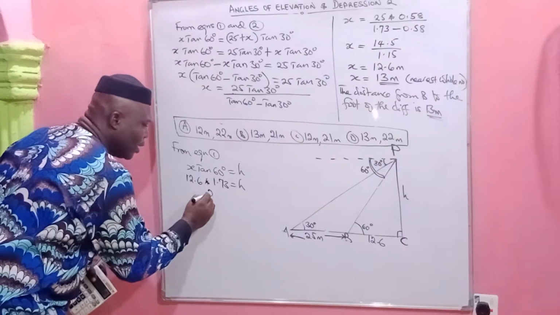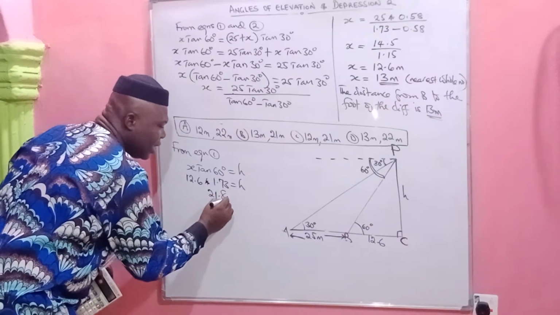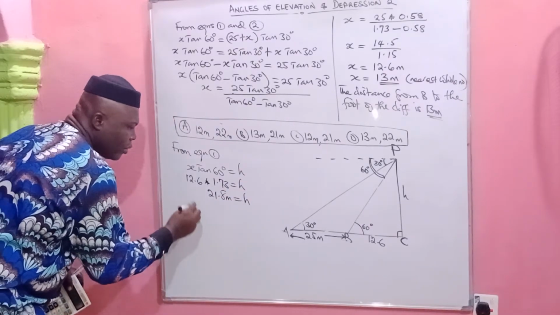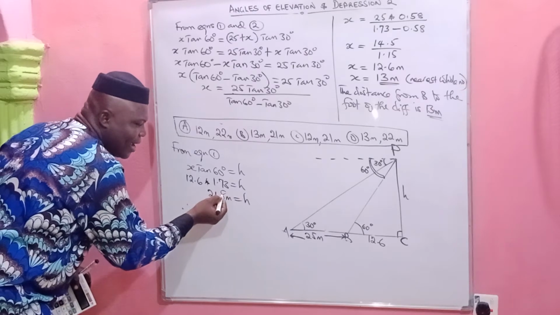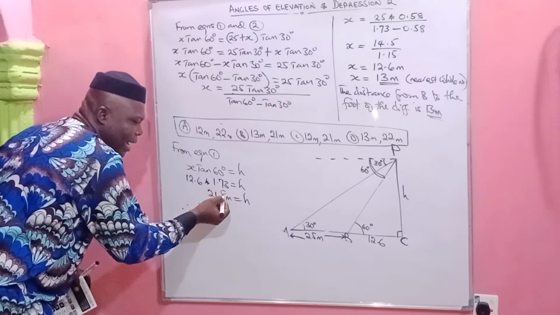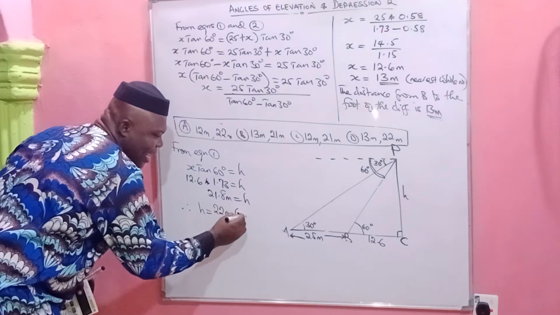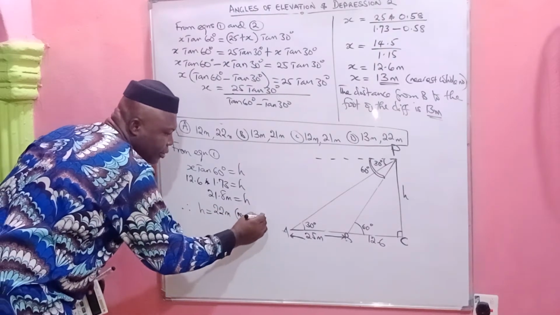So that will give us 21.8 meters. Now they say to the nearest meter. Therefore, our h will be equal to the nearest whole number. 21.8 approximates to 22 meters to the nearest whole number.